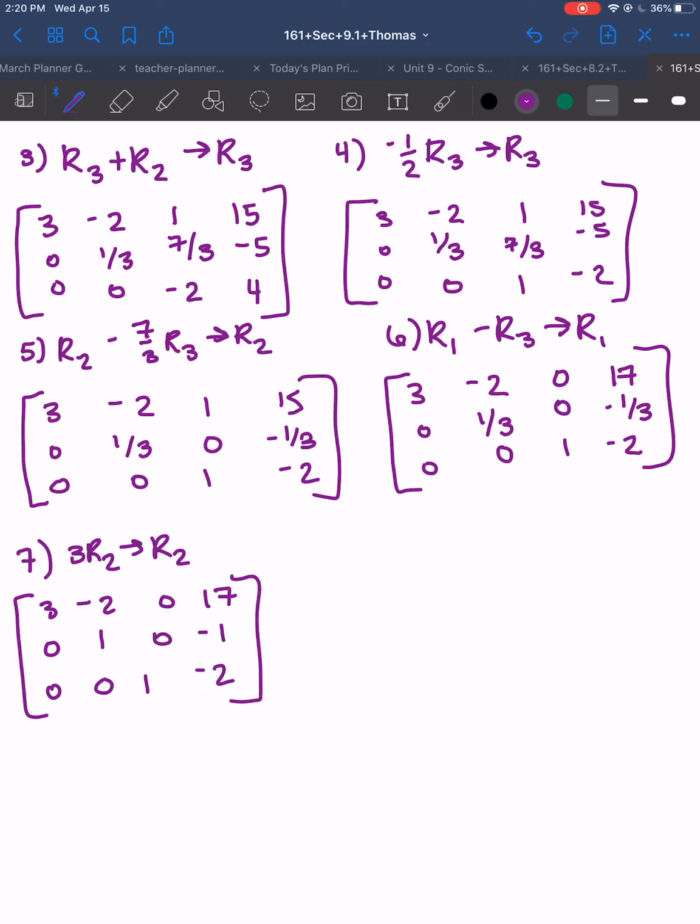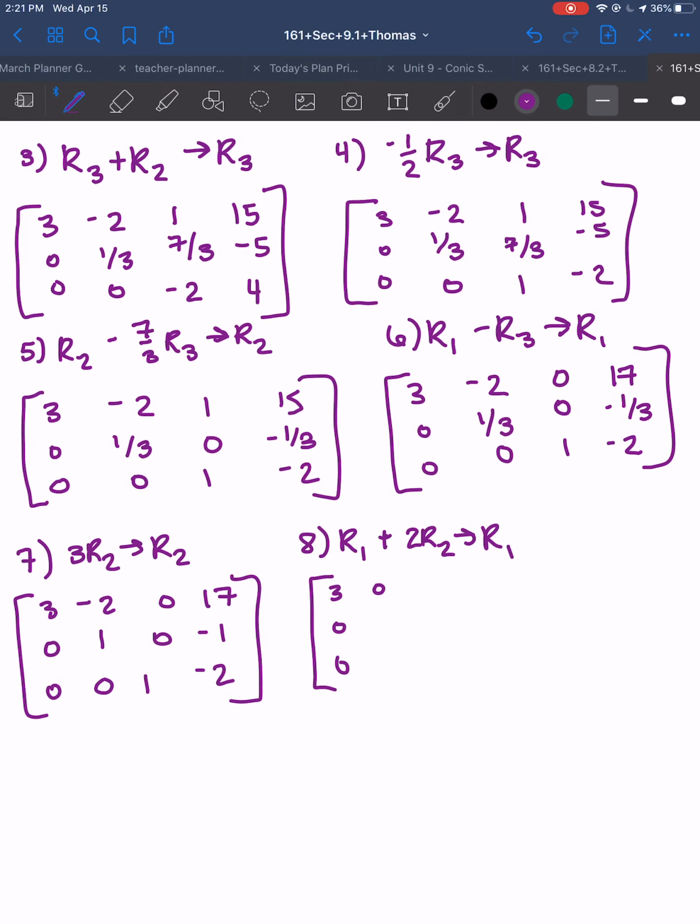So now I want the negative 2, this negative 2 right there, to become a 0. So I'm going to take R1 and add 2 times R2 and put it in R1. So 3, 0, 0, 1, 0, 0, 0, 1, 15, negative 1, and negative 2.